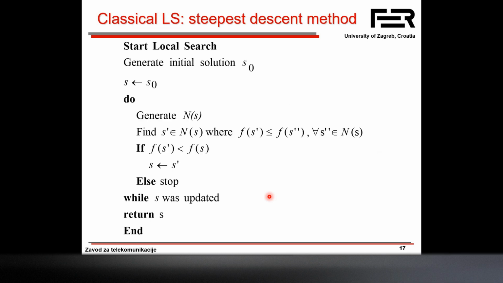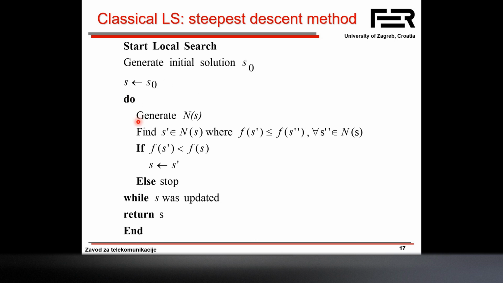Okay. Looking at just a classical local search algorithm, steepest descent. So we're looking at a minimization problem. We generate an initial solution, either randomly, using a greedy algorithm, or so on. That becomes our initial solution.